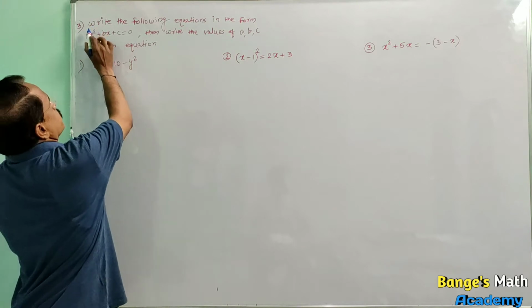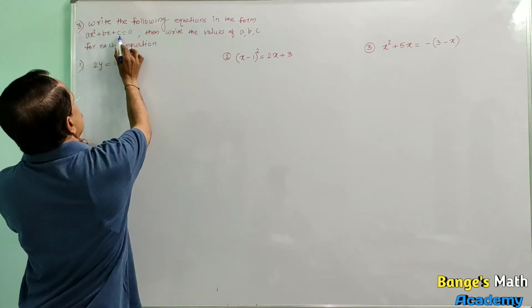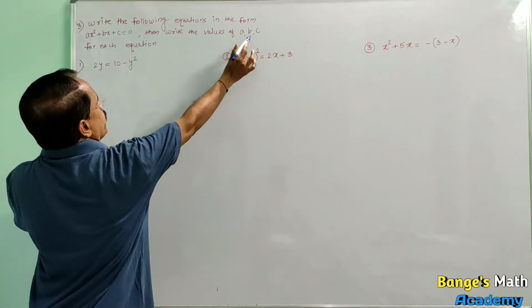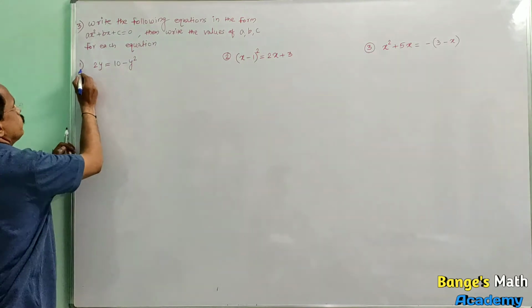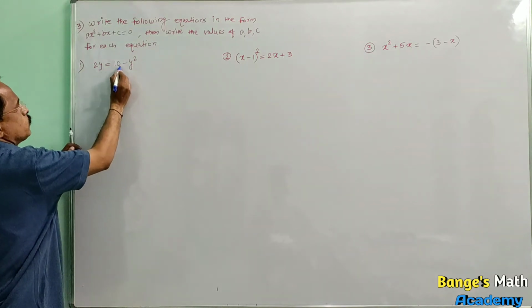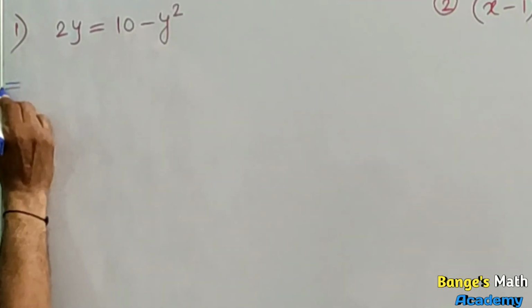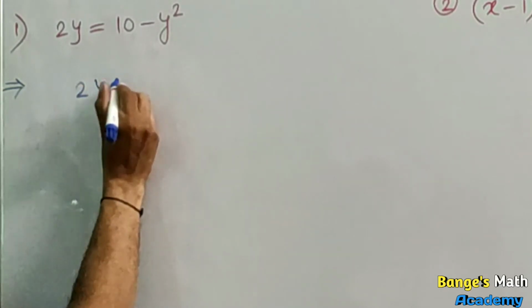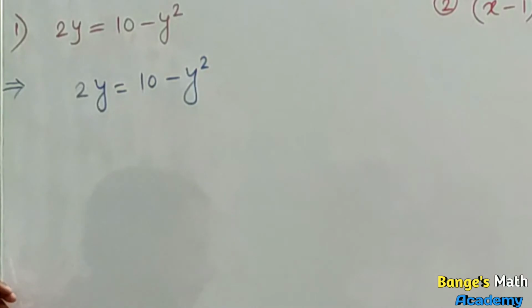Question 3. Write the following equations in the form ax square plus bx plus c is equal to 0. Then write the values of a, b, c for each equation. First equation is 2y is equal to 10 minus y square. First of all, write down the given example as it is. 2y is equal to 10 minus y square.